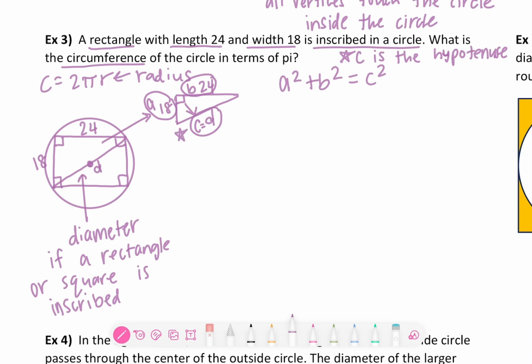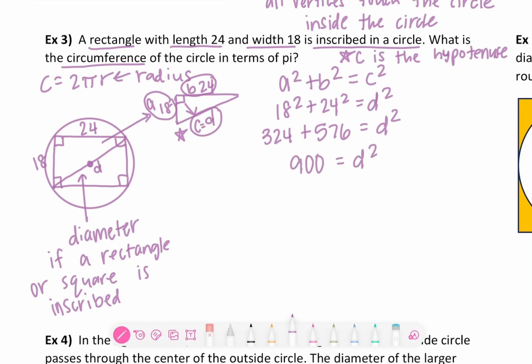All right. So now we can plug in our values and we can solve. A squared is 18 squared plus B squared, which is 24 squared, equals C squared, which is our D squared for diameter. Square them. I'm using the calculator. So 18 times 18 is 324 plus 24 squared, which is 576. That equals D squared. If you add those up in the calculator, you're going to get 900. So 900 is equal to D squared.